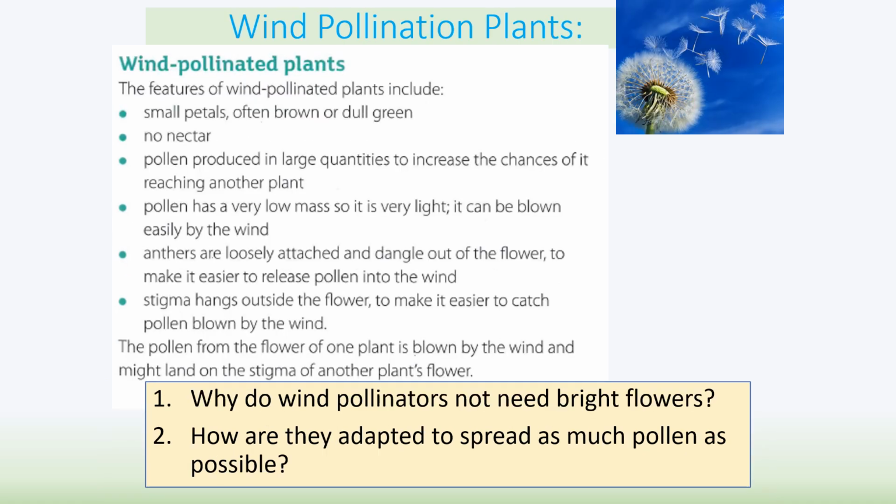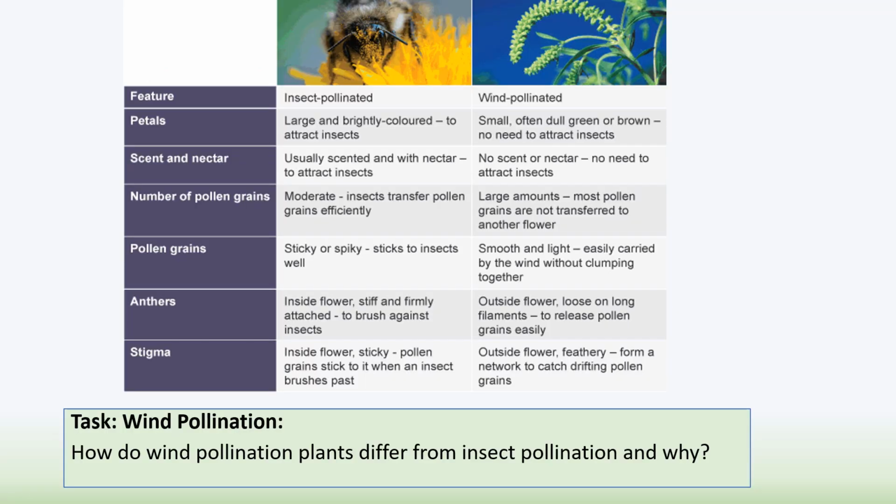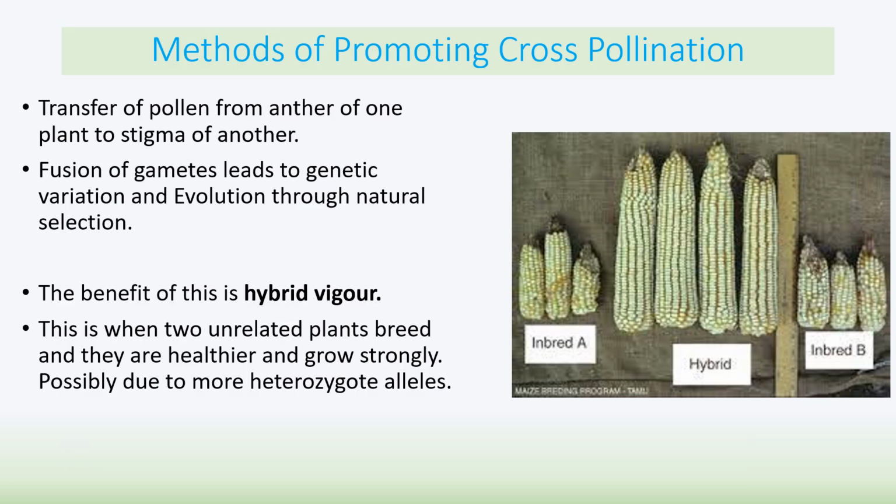Wind-pollinated plants, however, are different. They don't rely on insects, so they'll often have small petals so the wind can blow at them. They won't produce nectar because they're not trying to attract insects. The pollen is produced in huge numbers and is very light, with a very low mass, so it can be blown far in the wind. The anthers are loosely attached and dangle out of the flowers to make it easier to release the pollen, whereas the stigma hangs outside the flower to help it catch the pollen as a result. So you need to be able to compare the two, wind pollinated and insect pollinated, and explain it.